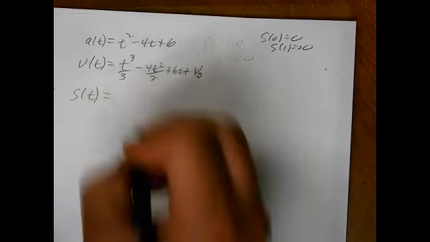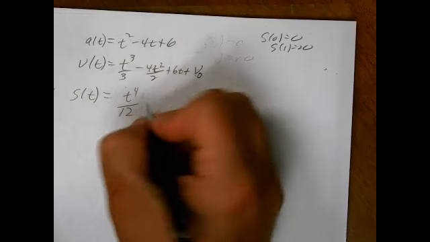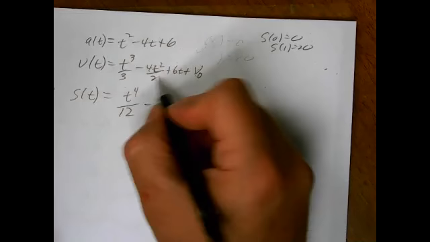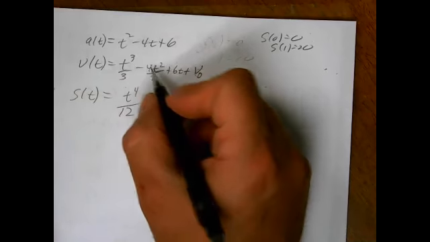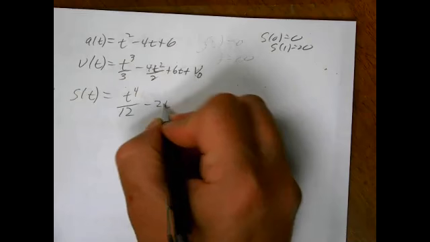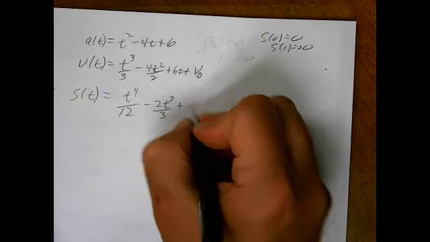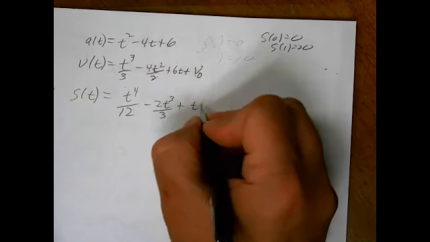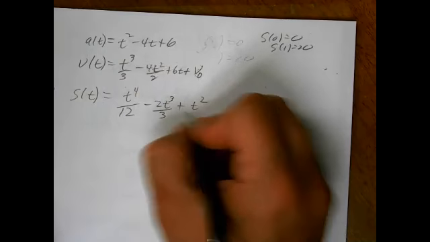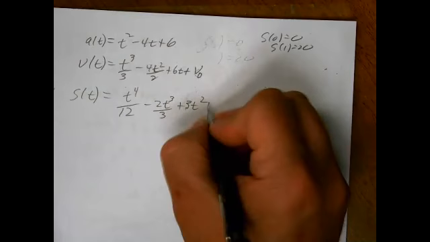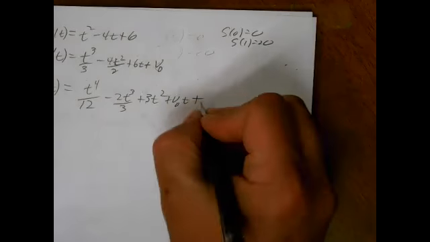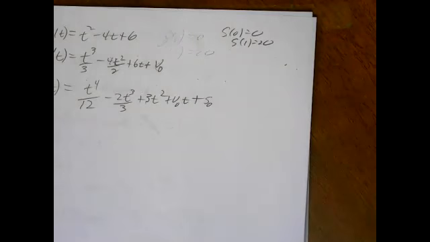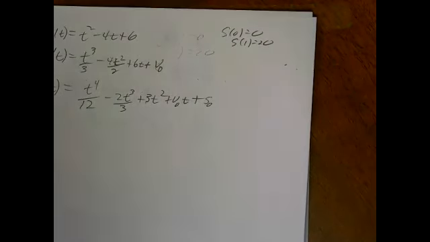Backing it up one more time. Position function: t to the 4th over 12 minus, now notice this 4 over 2 would have reduced to just a 2, so it would be 2t cubed over 3, plus t squared, and I would put a 2 on the bottom. A 6 over 2 would just give me a 3, plus v naught t plus another constant. What would be an appropriate name for this constant? It would be position 0, the position at time 0.